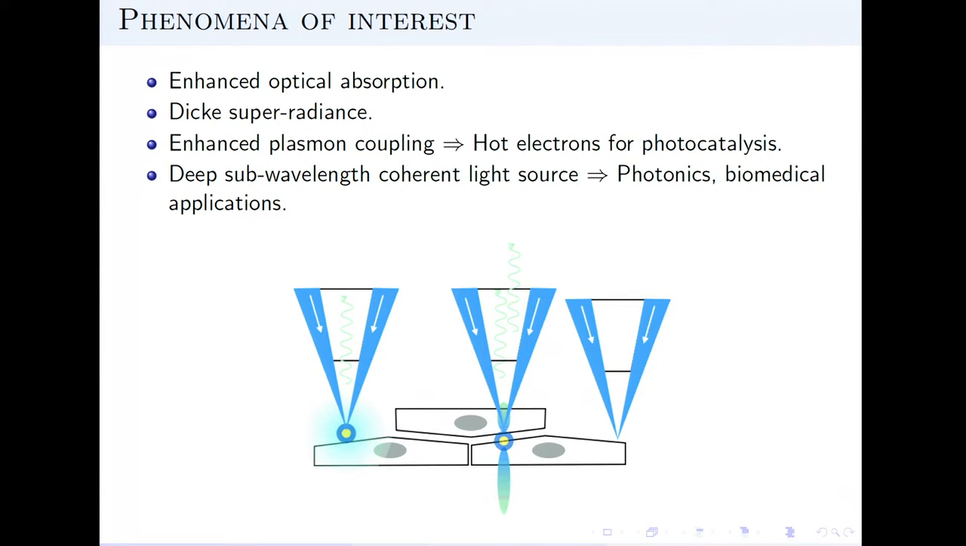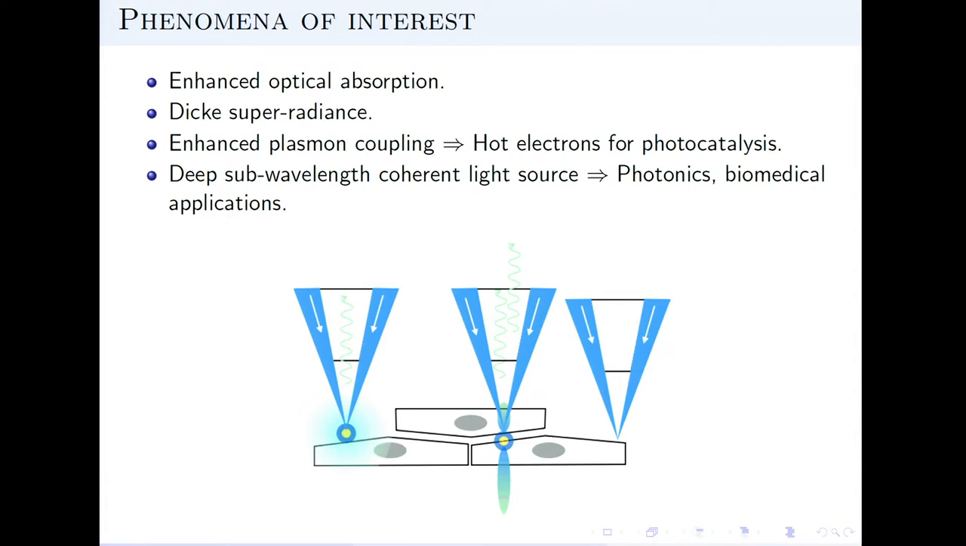Now, there are some fundamental phenomena of interest here, like enhanced optical absorption, something that I will talk about here. It's called superradiance decay. There's a unison clapping of hands, if you want. Then there is enhanced plasmon coupling, which would produce hot electrons for photocatalysis. The consequence of the superradiance behavior, which is going to be at the heart of this talk, is that we could create, in principle, deep sub-wavelength coherent light sources, which could be useful for photonics and biomedical applications.